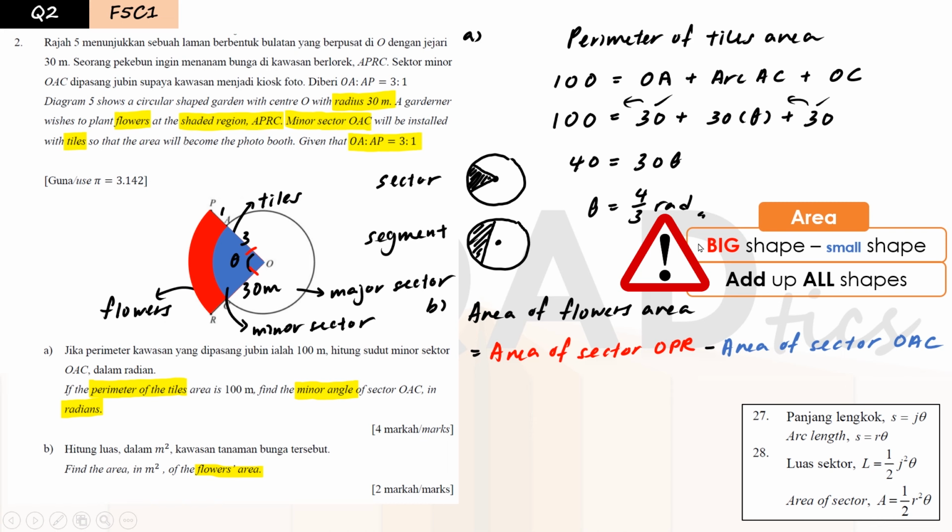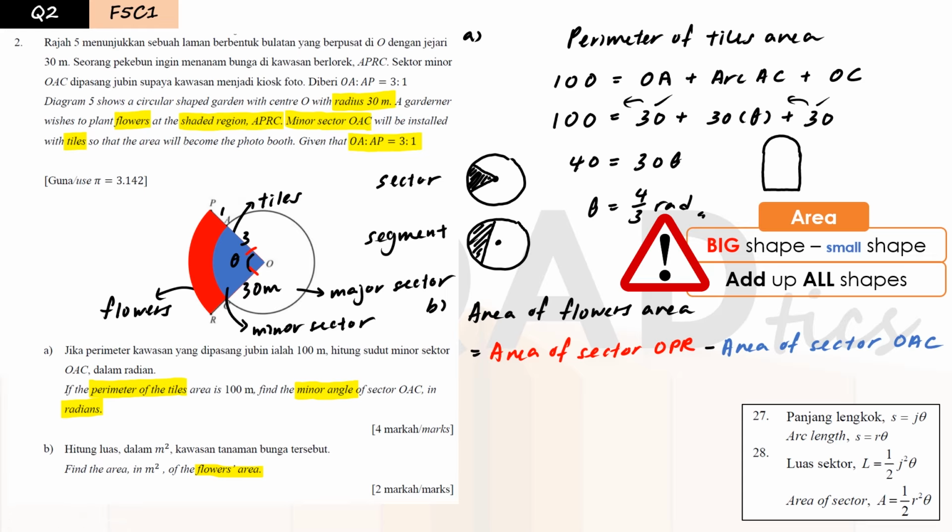Okay, so this is how we use the big shape minus small shape method. So how about the second method, add up all the shapes? Okay, let me give you a simple example. Let's say we are trying to find the area of this entire region. Above here is actually a semicircle, below here is actually a rectangle.